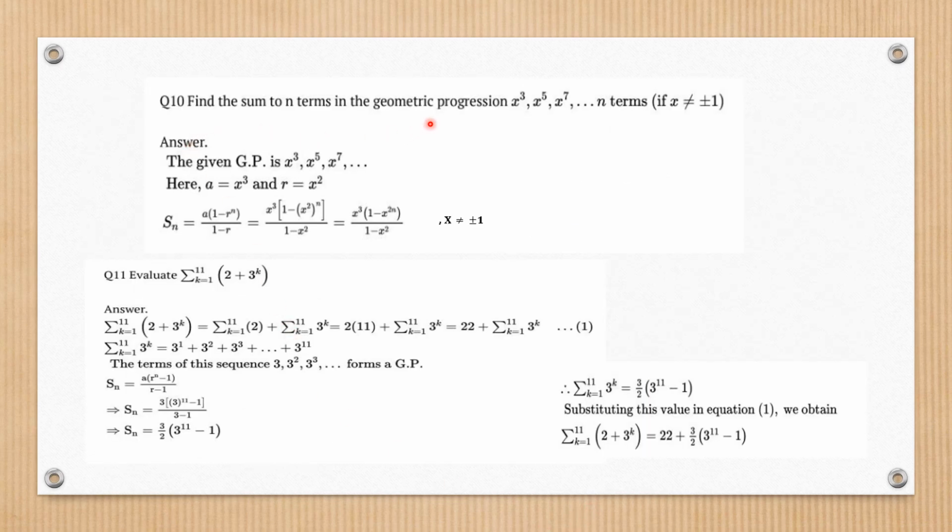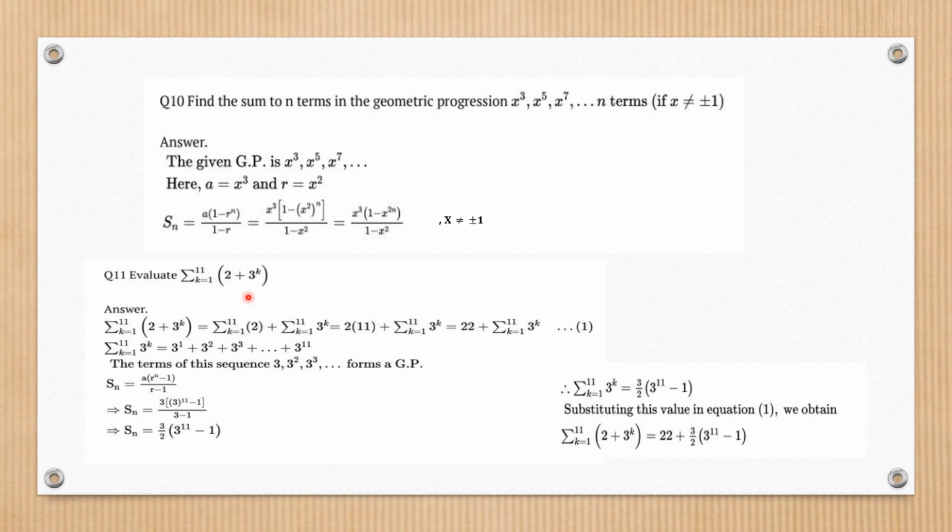Number 10 says find the sum to n terms of this GP. Here a, the first term, is x cube, and this is multiplied with x square, so R is x square. Simply put the values in the formula, with x not equal to plus minus 1, because this result doesn't hold when x is either plus or minus 1. Since I'm putting R as x square, I will adjust the powers and write it as x raised to power 2n. So this much is sufficient. This is a very simple one.